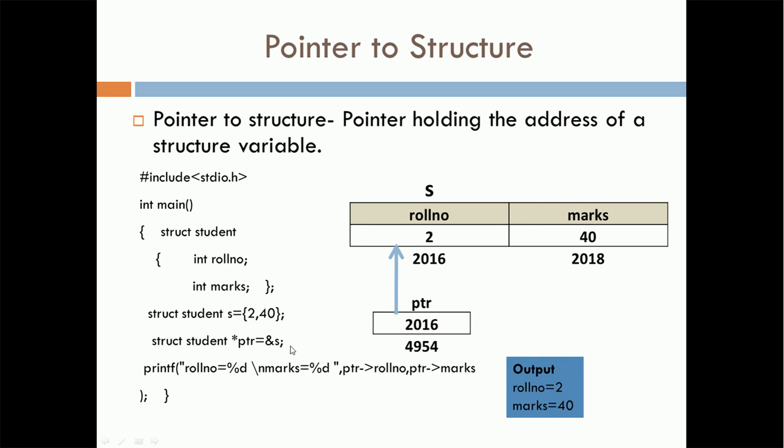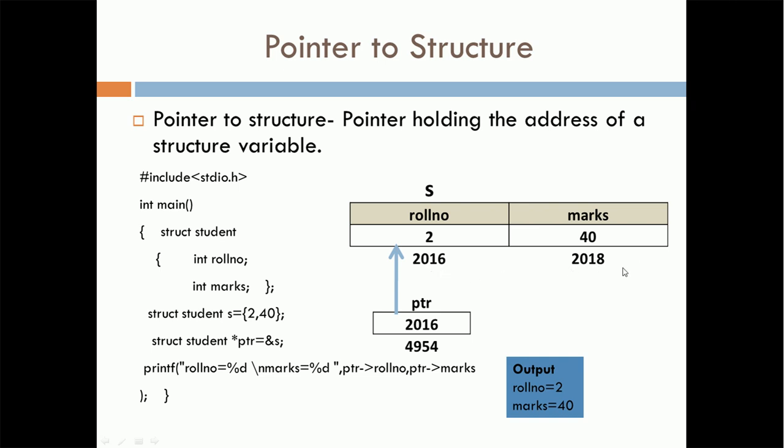We can understand this through the diagram given here. So s is a variable of type structure student, which has two fields, roll number and marks. Through the assignment statement struct student s equals 2, 40, we have given the values 2 and 40 to the roll number and marks respectively. Suppose these two fields have the addresses 2016 and 2018, because both are integer type. So if 2016 is the starting address of roll number, obviously the starting address of marks will be 2018.